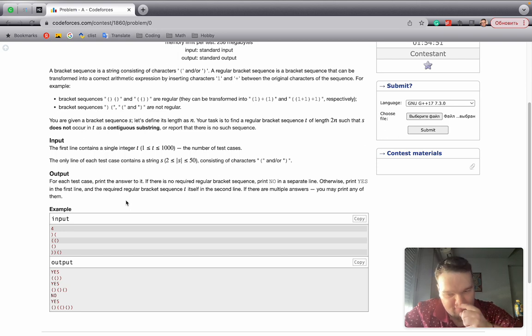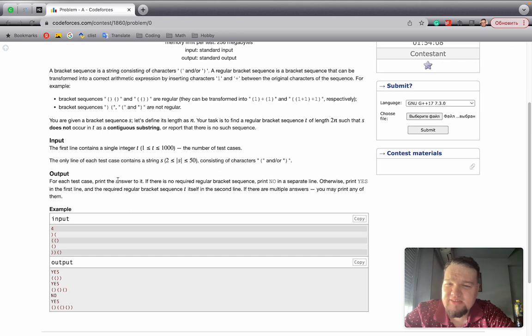Otherwise, the given string should be alternating, so there should be a place where it is closing and then opening, and in that case we can put just n opening brackets and n closing brackets. Yeah, so there won't be closing and then opening bracket.